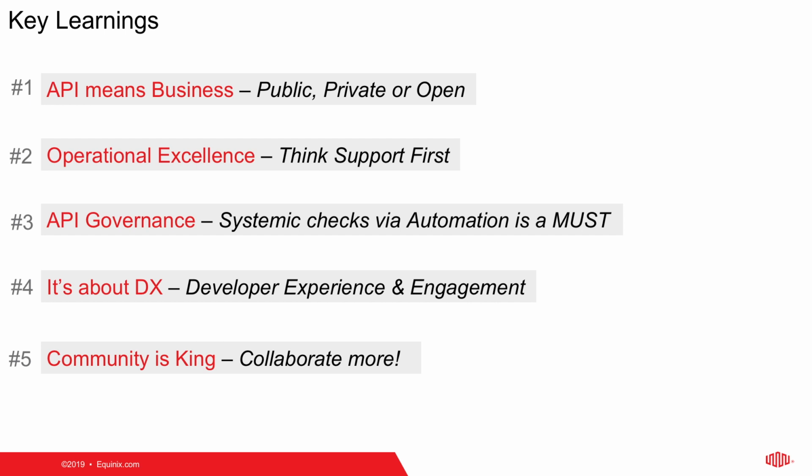API governance, I think automation is a must. Being a big organization, I think a lot of challenges will come in terms of different teams developing APIs in a different way. And that's where I believe API management kind of capabilities and policies is a must, where systemic checks and automation will help any organization scale better. So governance is a really required step.